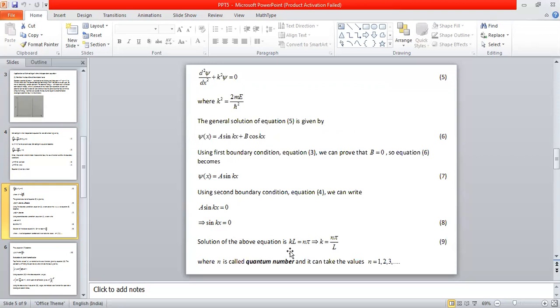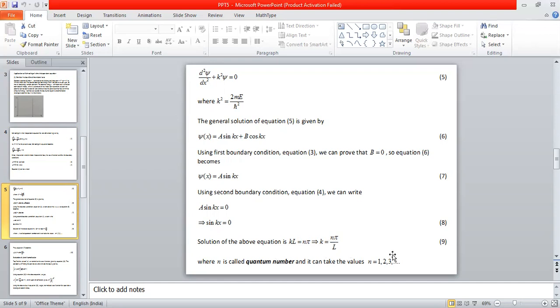So sin of kL is equal to 0 implies that the general solution we are going to get is n pi. Therefore, the value of k that we are going to get here is n pi by L. So we can conclude that using the second boundary condition, we get another condition that the value of k into L must be equal to n pi, or the value of k must be equal to n pi by L.